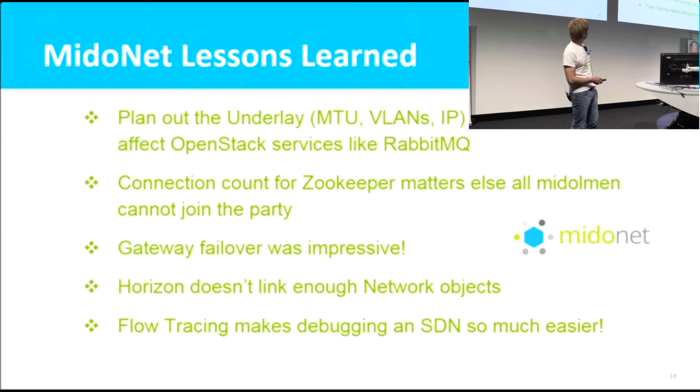But on the other hand, flow tracing made debugging easier, because one of the complaints or fears against SDN is that too much abstraction might make it hard to debug. But now you can do the simulation from the GUI and see where the packets are being dropped. So now you have the tool to debug for virtualization.